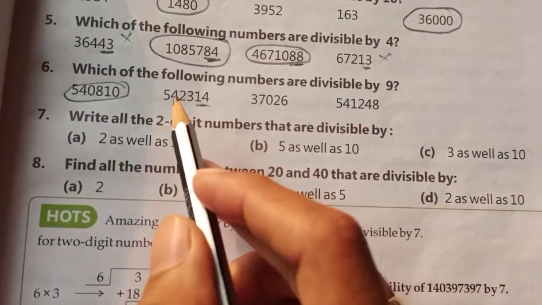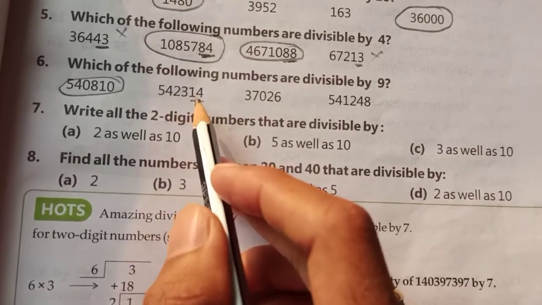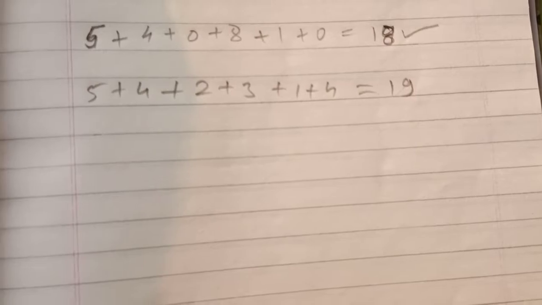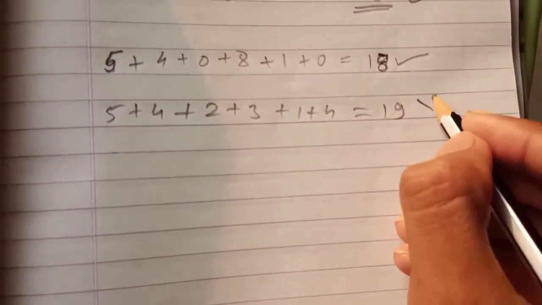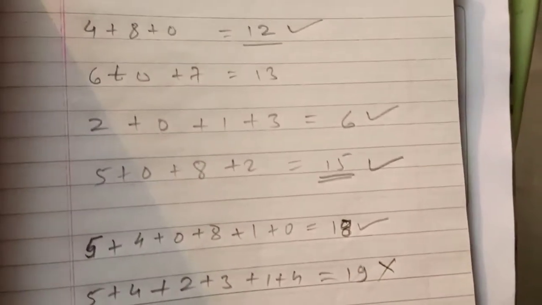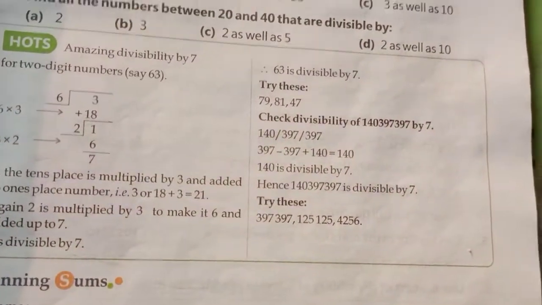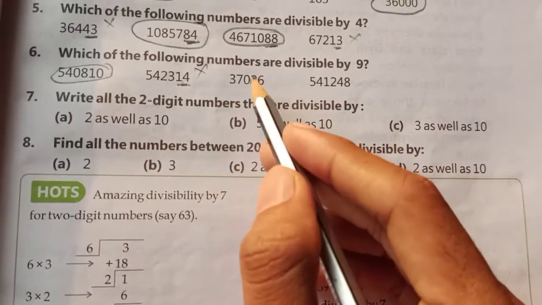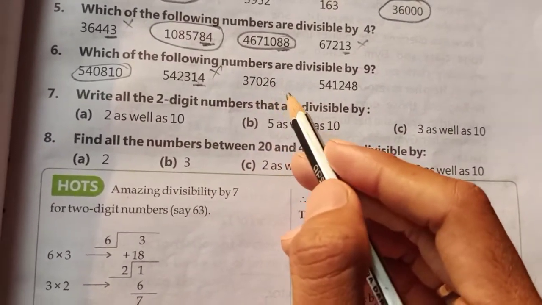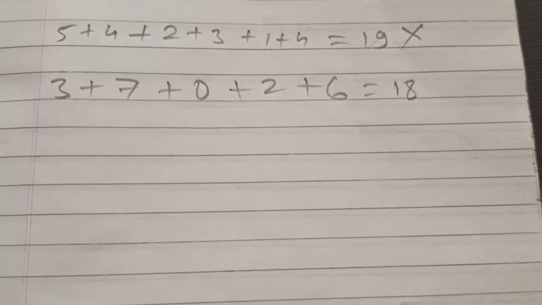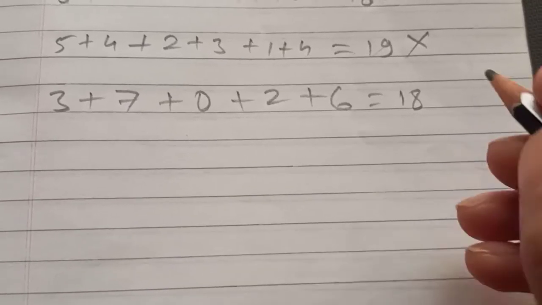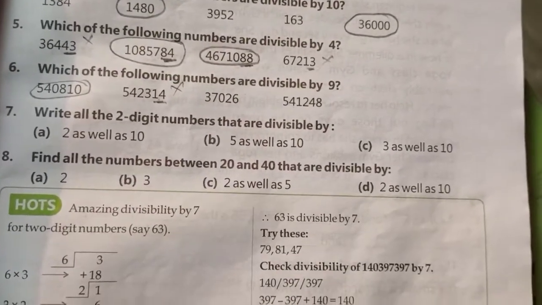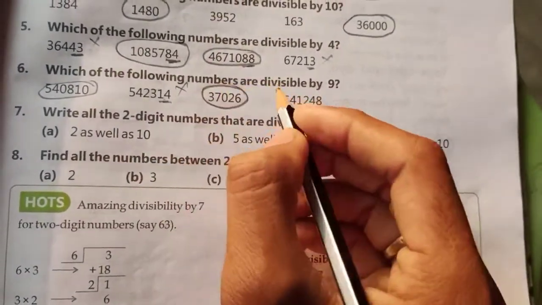Now the second one, 5,42,314. Let's add these digits. This is 19, and 19 cannot be divided by 9. It means this number is not divisible by 9. Now the next one, 37,026. Again it is 18, and 18 is divisible by 9. It means the number 37,026 is divisible by 9.